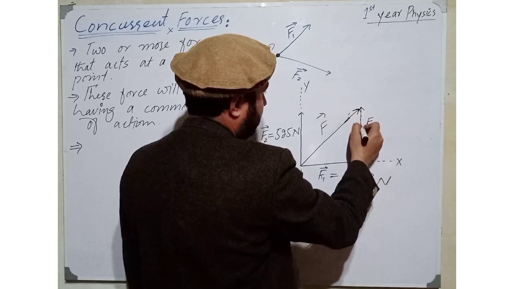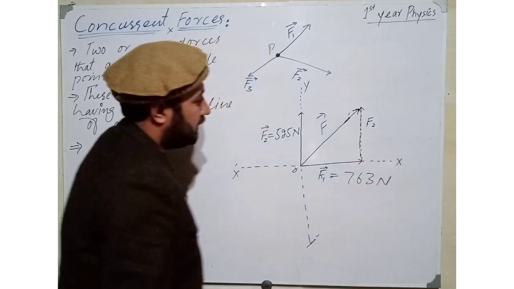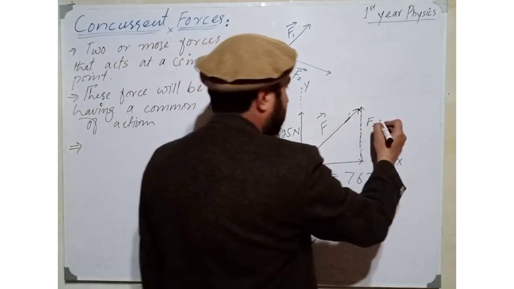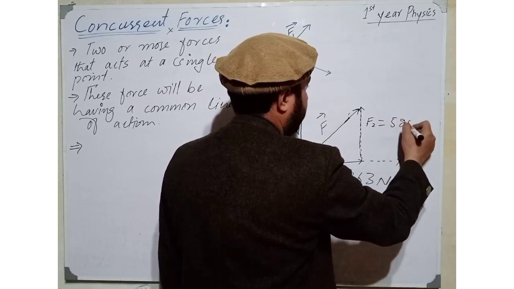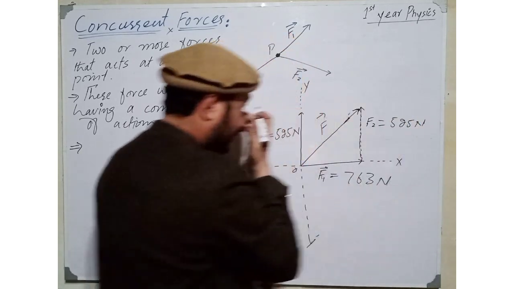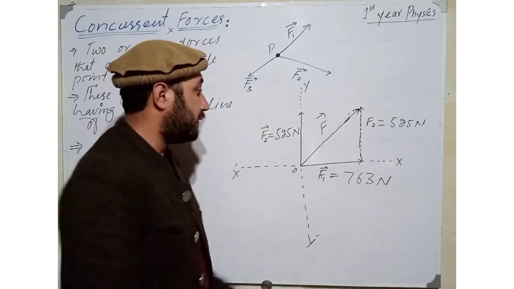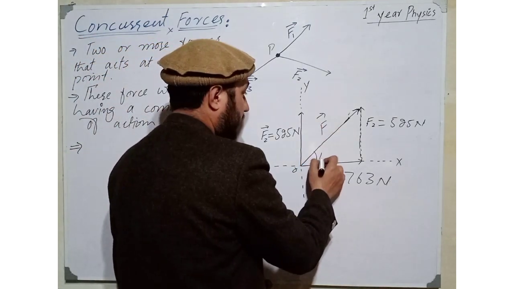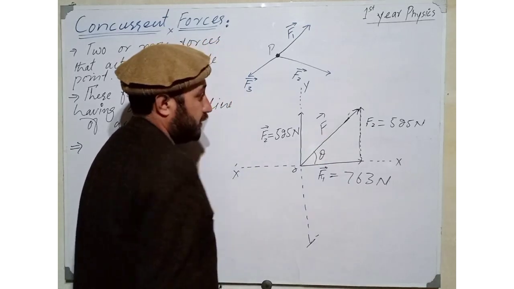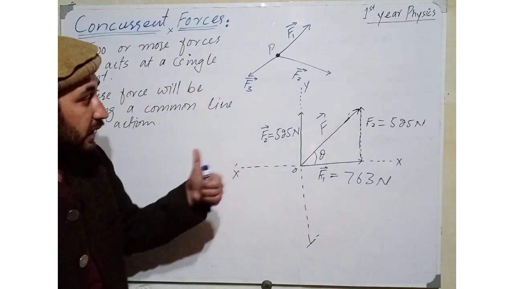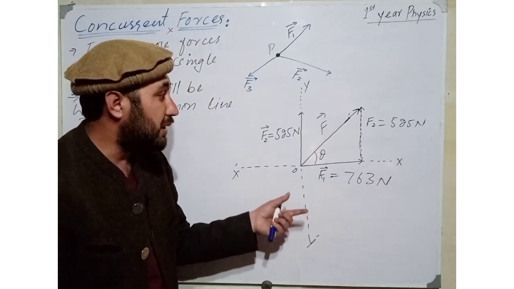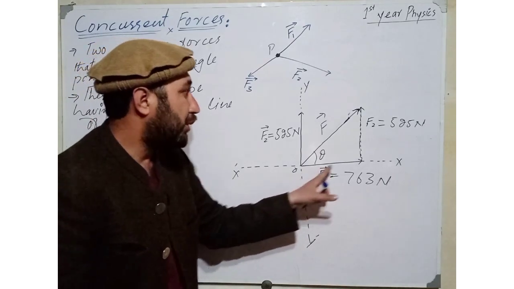So this is actually F2, and F2 is 525 Newton. Now you can see that after drawing the resultant force, we can even find the angle theta which the resultant force makes with the x-axis. This resultant force is actually the net effectiveness of both these two forces.